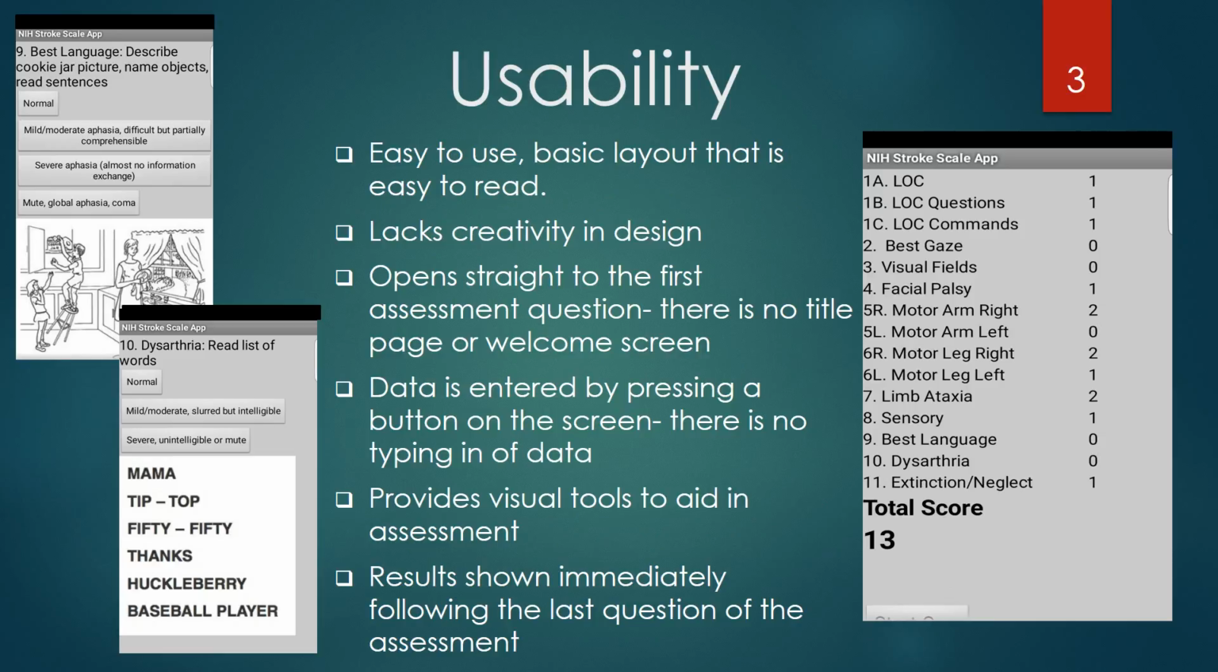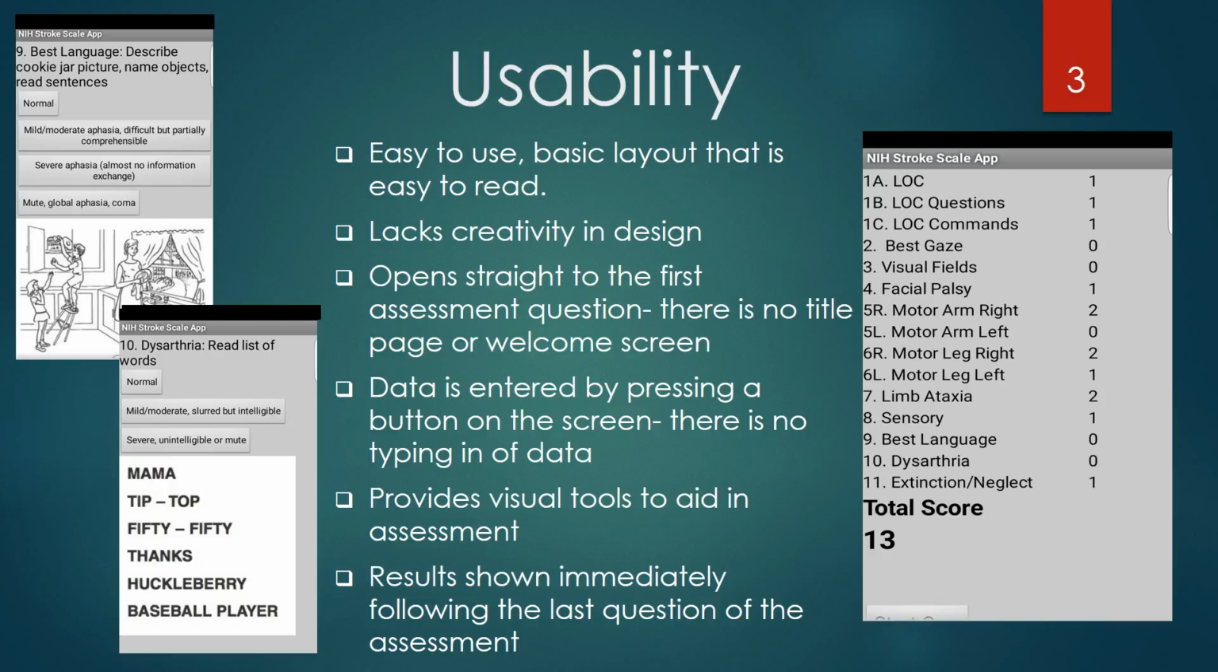The NIH Stroke Scale application has an easy level of usability. It has a basic layout that is plain and easy to read. Also, it does appear to lack some creativity in its design. It opens straight to the first question of the NIH SS assessment. There is no title page or welcome screen.